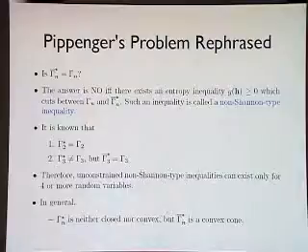In general, gamma n star is neither closed nor convex, which is pretty peculiar. But gamma n star bar is better behaved, and in fact, it's a convex cone.